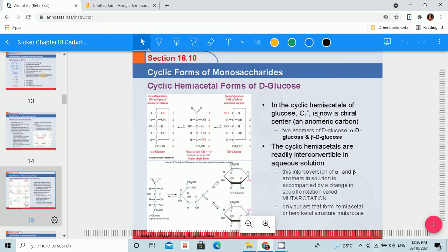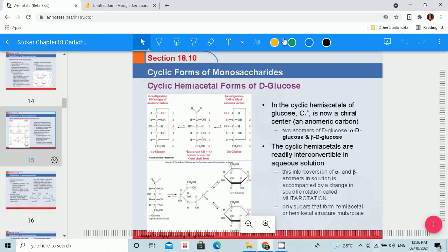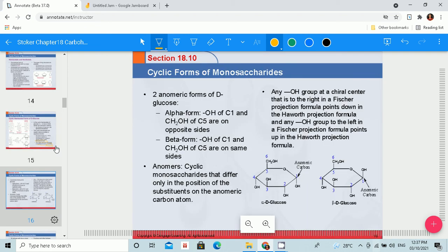Then we have the cyclic hemiacetals, which are readily interconvertible in aqueous solution. This conversion of alpha and beta anomers in solution is accompanied by a change in specific rotation called mutarotation. Again, we talked that our carbohydrates rotate. Only sugars that form hemiacetals or hemiketals undergo mutarotation. So in mutarotation, dextrorotatory is the positive, then negative is levorotatory.